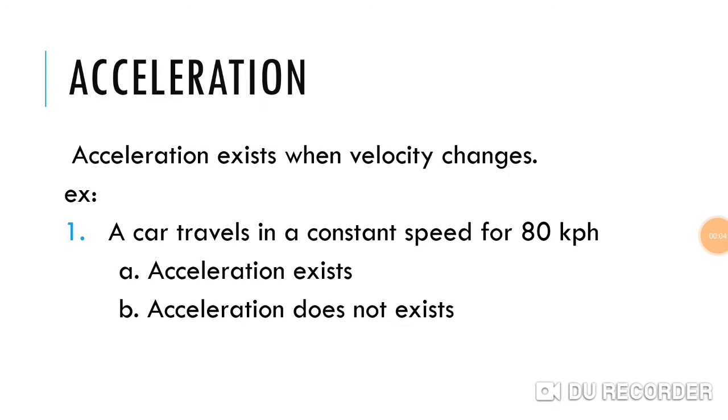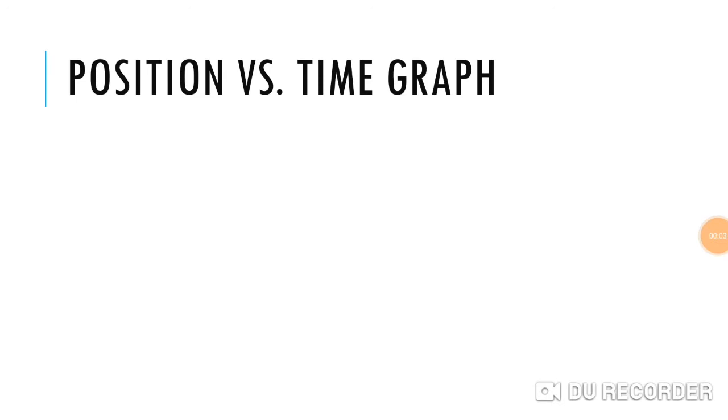So, acceleration. Acceleration exists when velocity changes. Example number 1. A car travels at a constant speed of 80 kilometers per hour. Letter A, acceleration exists, or letter B, acceleration does not exist. So, the correct answer is letter B. Acceleration does not exist.